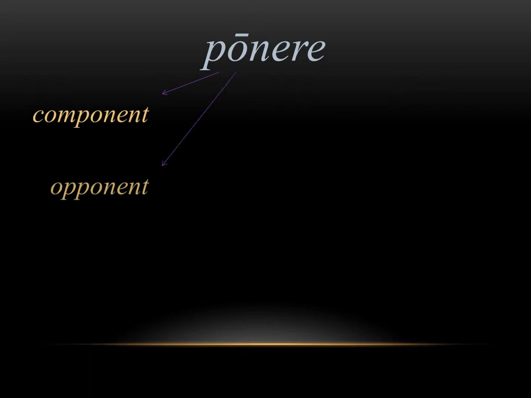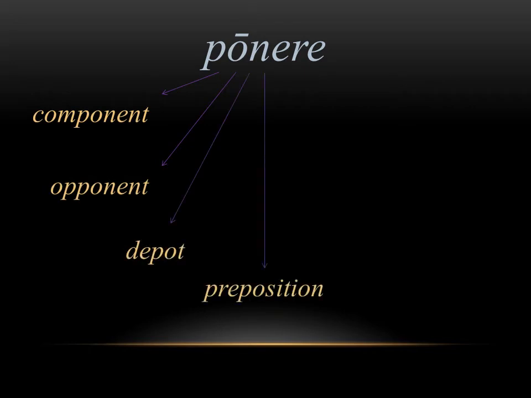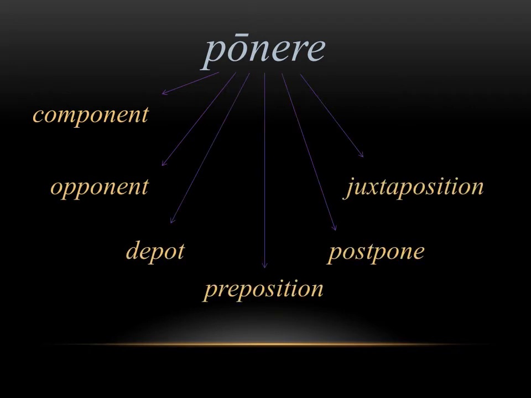The word ponere means to put or to place in Latin. And in English, we get a lot of derivatives from this. Too many to list out here, but I'll give you a few just so you get a sense of it. So the English derivatives include words like component, opponent, depot, preposition, postpone, juxtaposition, and position. And if you think about it, they all relate to that root of putting or placing something.